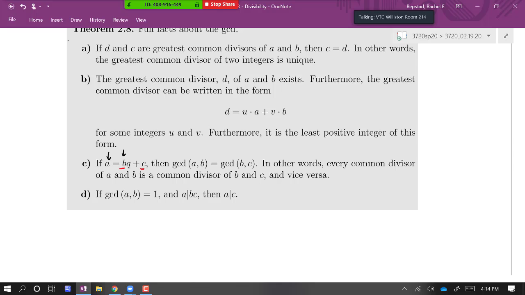That doesn't mean that a and b are prime themselves, but if they share no divisors other than 1, we call them relatively prime. So they've got nothing in common. If a and b have no factors in common, yet a divides the product b times c, the only way that happens is if a divides c, because it has no factors in common at all with b. So all of a's factors have to belong to c if a is going to divide the product. That's what that last part says.